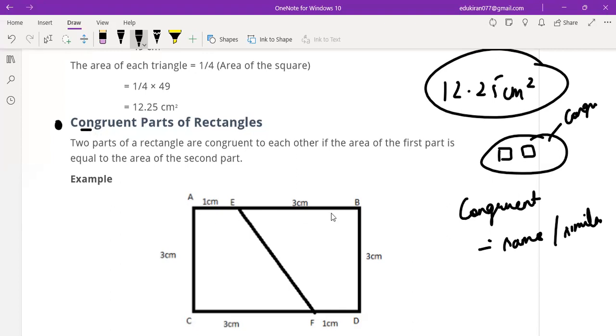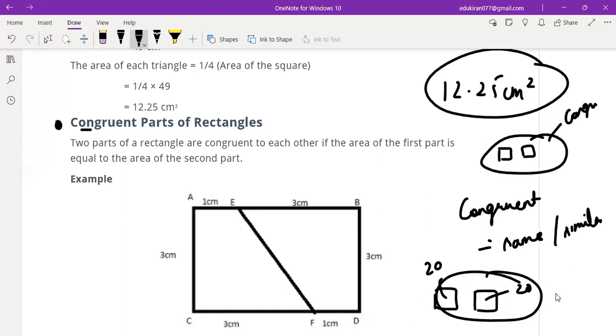So see, in this rectangle, two parts of a rectangle are congruent to each other if the area of the first part is equal to the area of the second part, right? So for example, I said this and this, they both are congruent. How will I prove it? The area, for example, its area is 20 and its area is also 20. So that's why I will say they both are congruent. Congruent means equal, same, similar like this.